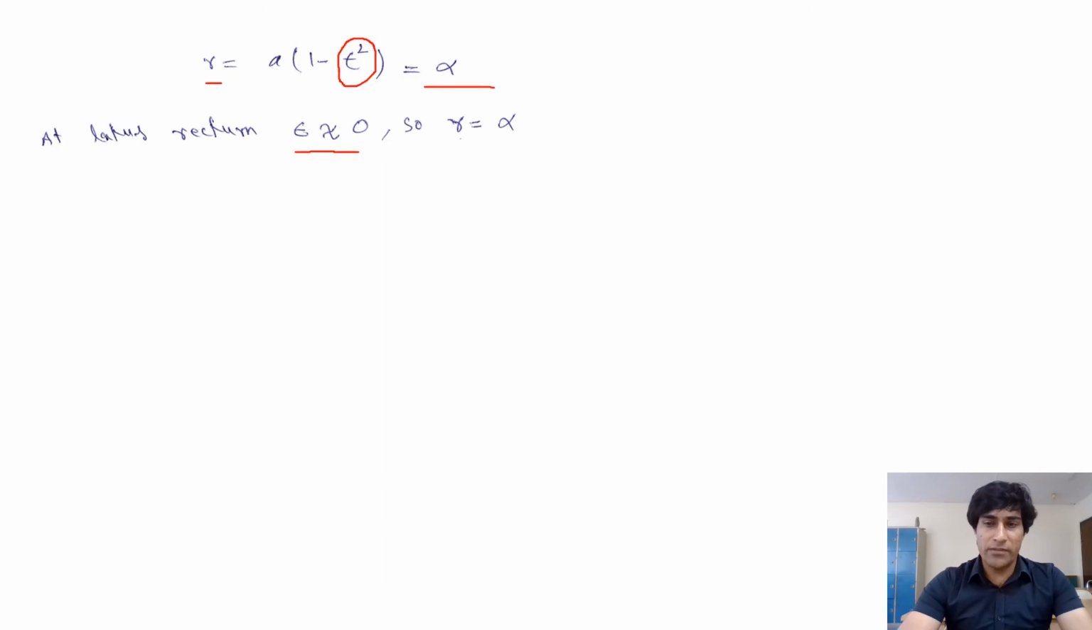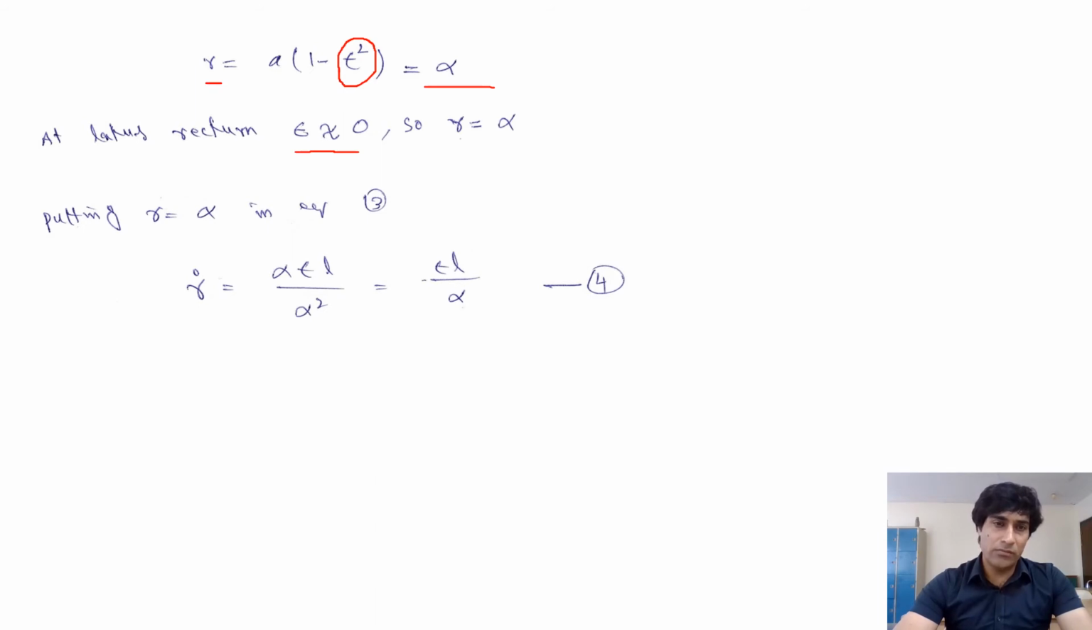Now the problem is simplified. It is very simple. We just replace r with the latus rectum in equation 3 and we get r dot equal to alpha e L over alpha squared. Here we replaced r squared with alpha squared. After simplification, alpha cancels with one power of the square and we get e L over alpha. This is equation 4.